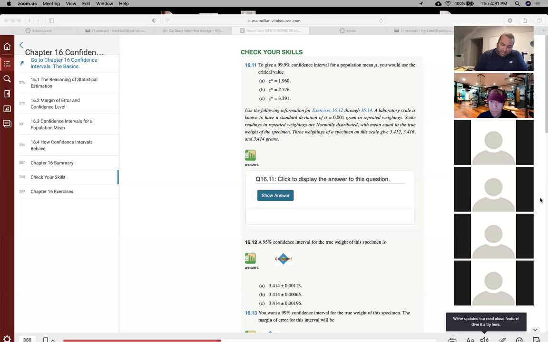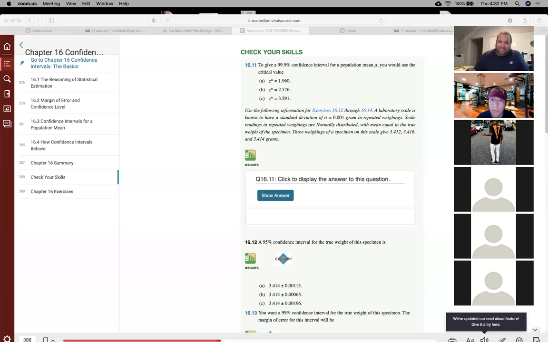Is that from the specimen? Is that from where it says the 3 weighings? Yeah, my sample is a sample of 3. I got a value of 3.412, a value of 3.416, and a value of 3.414. So X bar, you just add them up and divide by how many you have. Does that make sense? Okay. Is anyone not sure about what I just did?